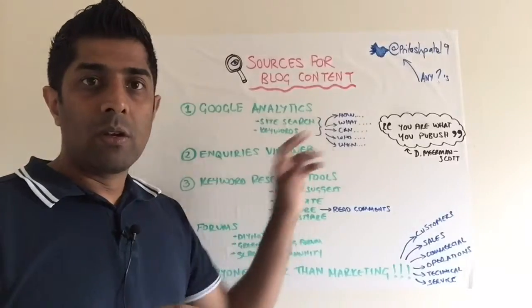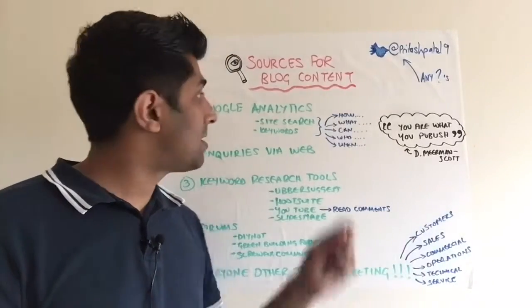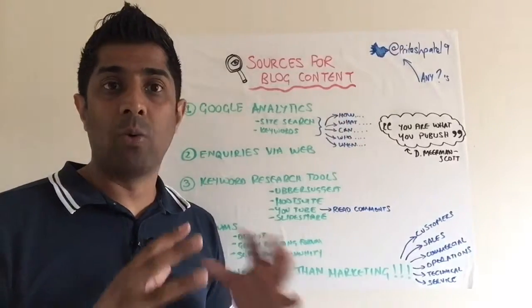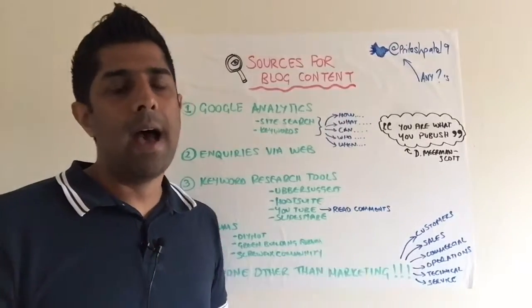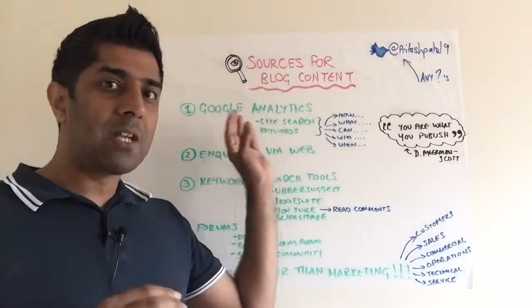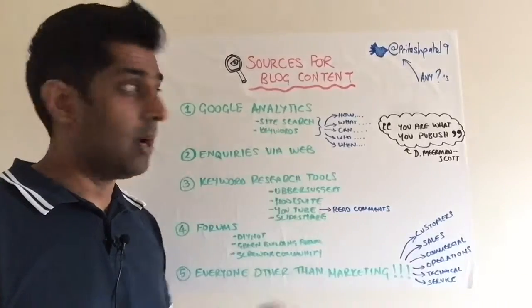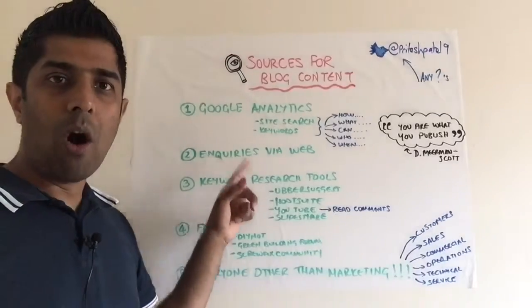So look at your organic keyword report, look back 12, 24 months, and then start filtering by how, who, what, where, when, why, can, and other related keywords. So that's the first place. Two places to look in Google Analytics, which is site search and keywords. The second is inquiries via the web.